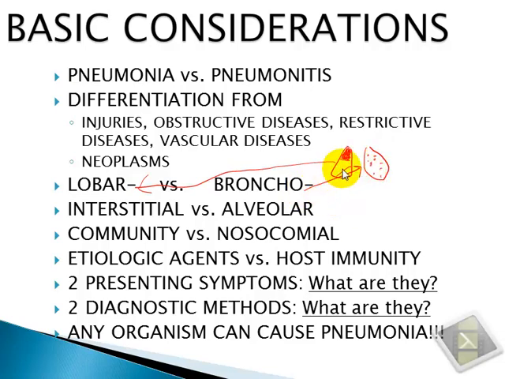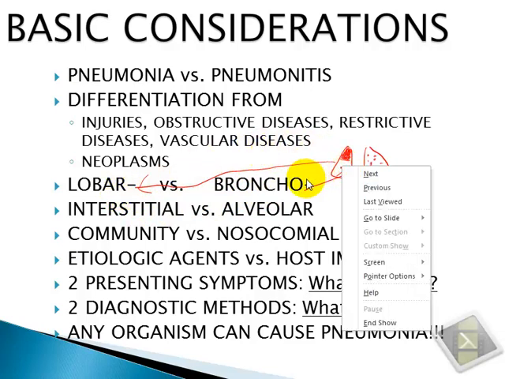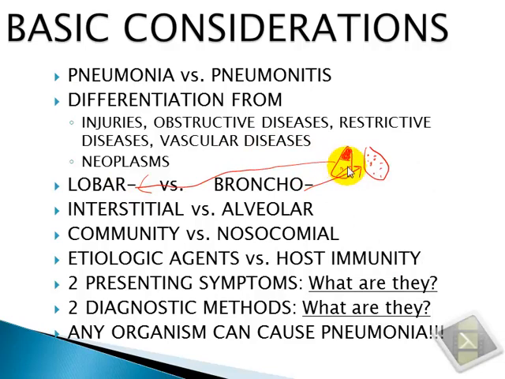This is lobar pneumonia, and this is the bronchopneumonia. Now if we say that this particular type of inflammation will lead to lobar pneumonia, or this type of organism will lead to bronchopneumonia, that won't be right, because lobar pneumonia may start like a small patch, right? If it starts like a small patch, it will have an appearance which is quite similar to a bronchopneumonia.